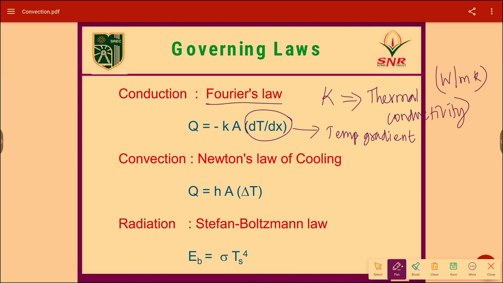The next, convection mode of heat transfer, is governed by Newton's law of cooling, which is given by Q is equal to H into A into delta T. This H is nothing but the convective heat transfer coefficient.